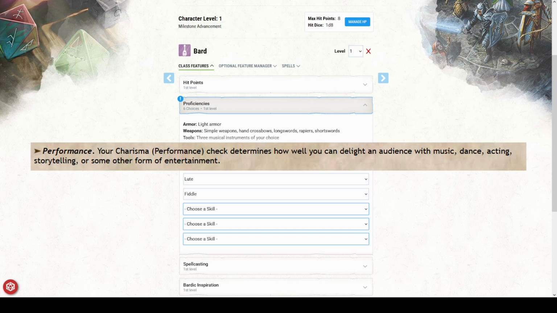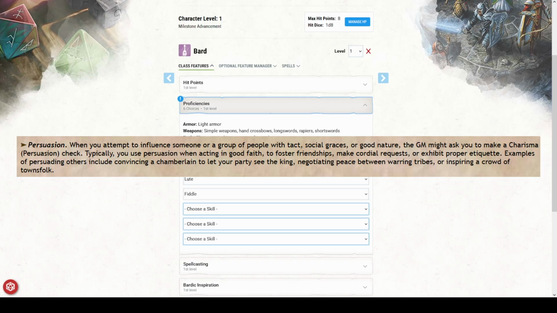Performance. This is magic tricks, playing an instrument, generally being silly. Comedy is part of performance. This is to put on a show. Persuasion. This is your good cop. This is quid pro quo. This is doing a good deal. This is not trying to swindle someone. This is not trying to strong-arm someone. This is saying, hey, I understand, here's my offer. What's your offer? This is your good cop stuff.